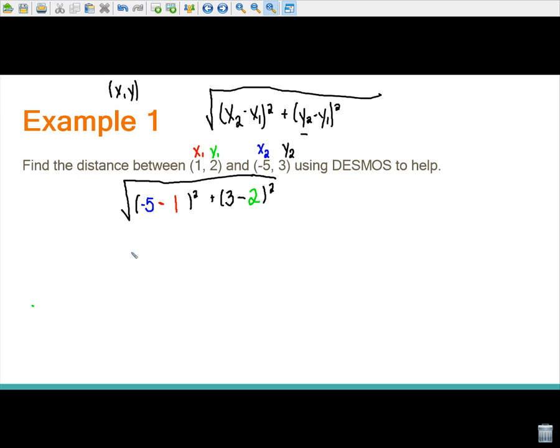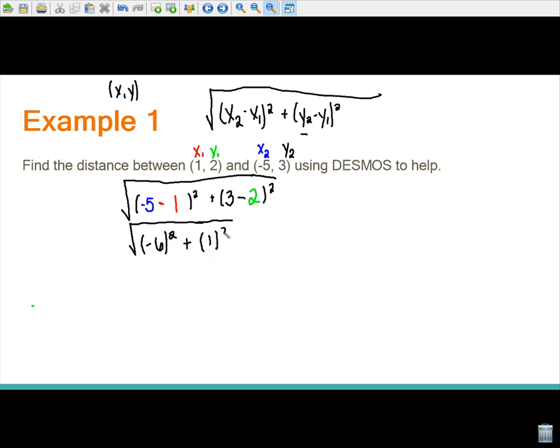I'm going to go ahead and finish the rest of this problem in black since we have all of our numbers in here now. So all we want to do is we want to go -5 minus 1. -5 minus 1. That's going to give us a -6. So this would be (-6) squared. Over here, (3 minus 2) squared. Well, 3 minus 2 is just 1.